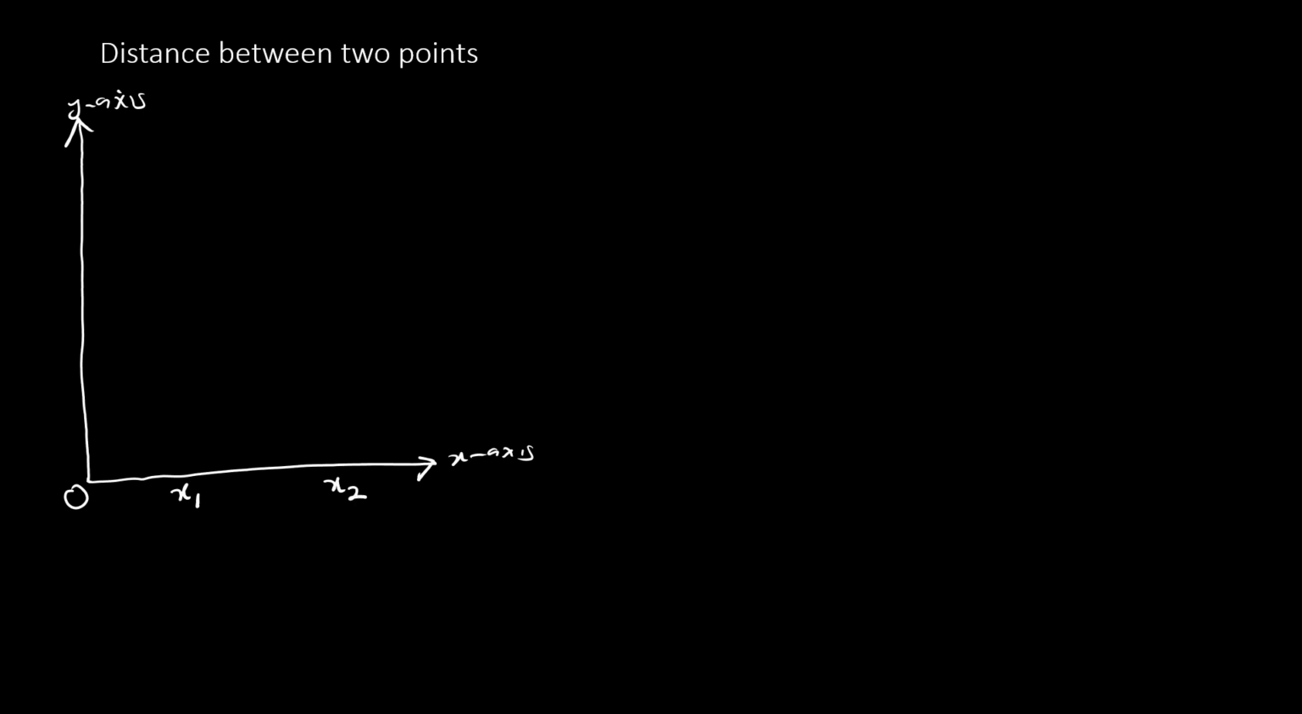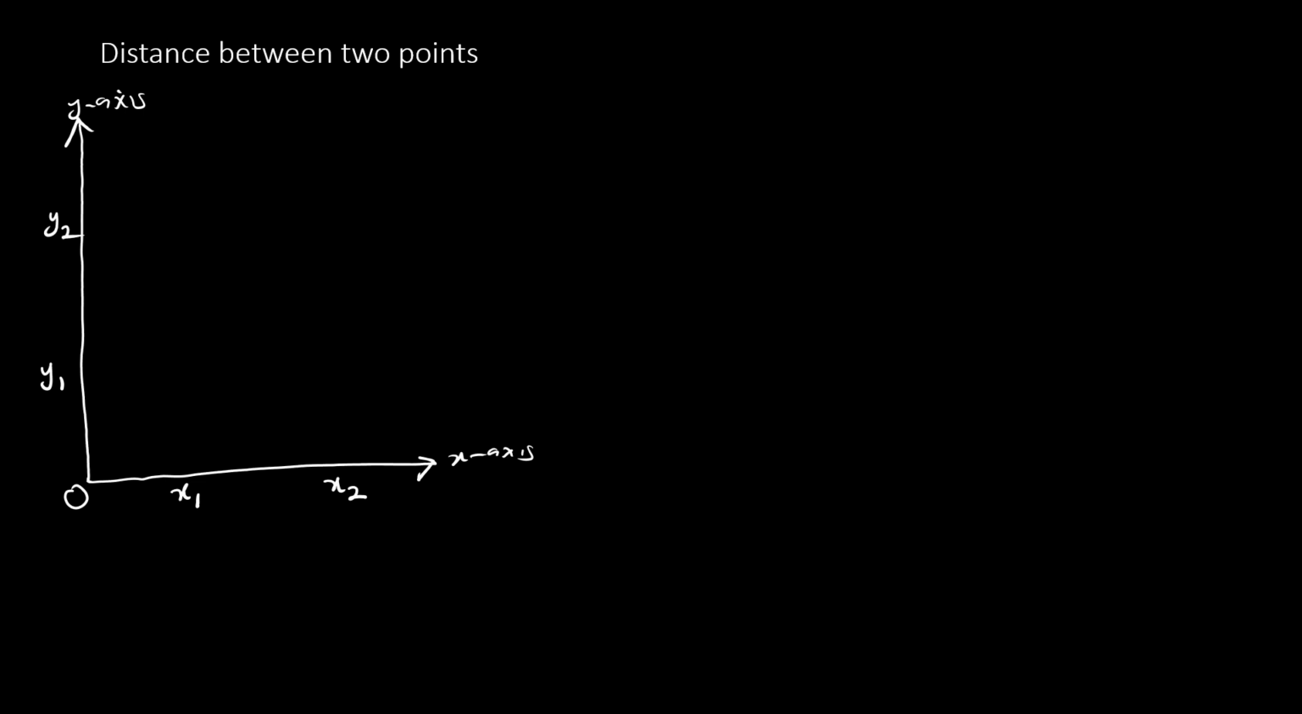Let's assume we have a Cartesian coordinate again, with this as our y-axis and this as our x-axis. Note that I'm not considering the negative axis here. So let's pick out some imaginary numbers. Here we have x1, here we have x2. And then let's put this as y1 and this as y2.